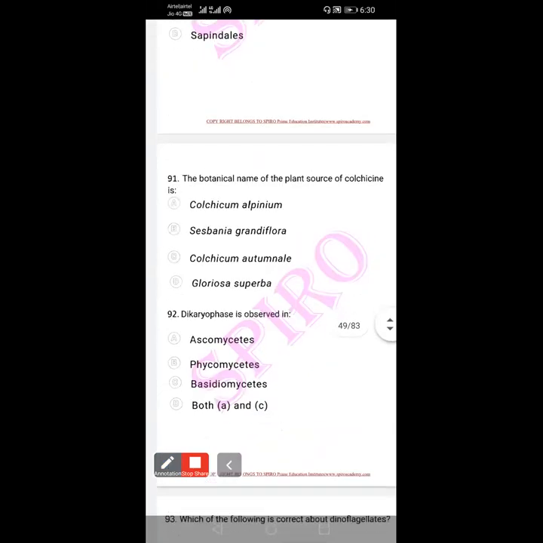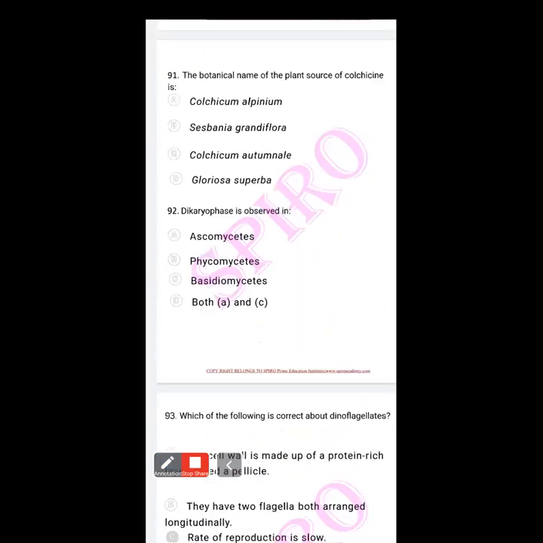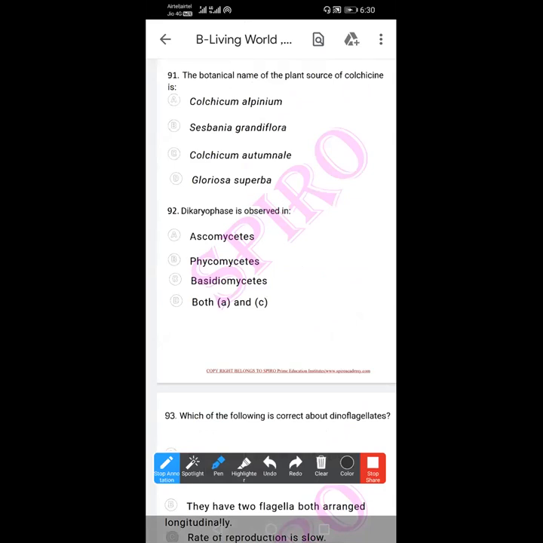The botanical name of the plant source of colchicine is. It is Colchicum autumnale. It is going to induce polyploidy, it is going to help in developing the polyploidy condition.